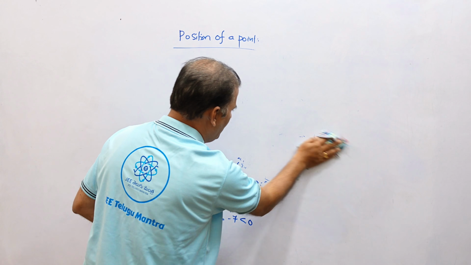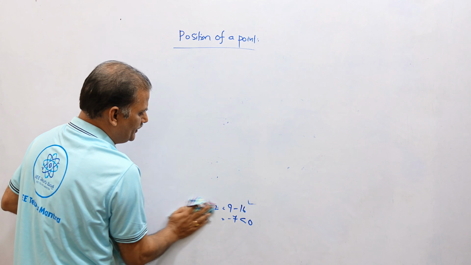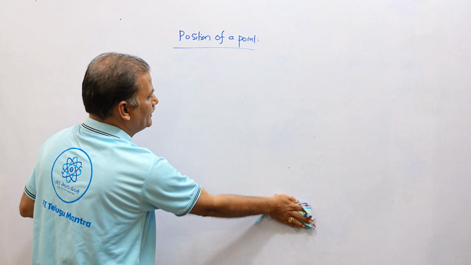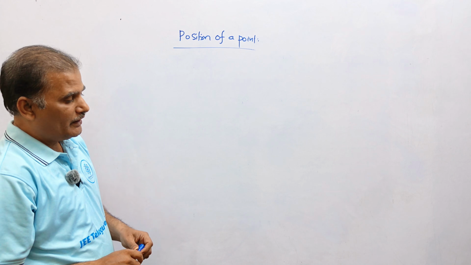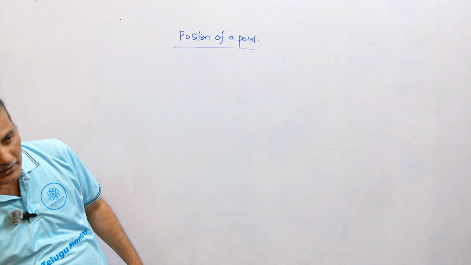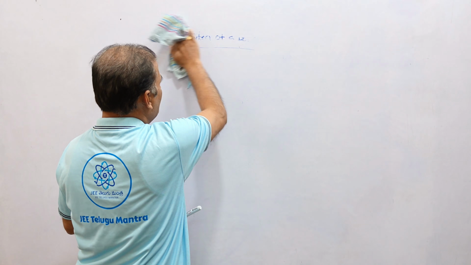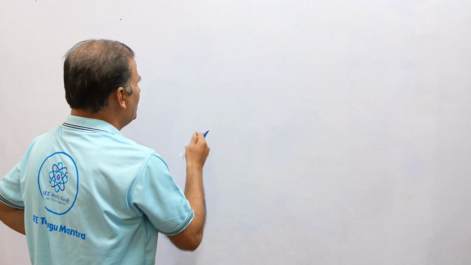Okay, now the position of the point is over, and the next is the position of the line. Position of the line. Line, in the sense, means y is equal to mx plus c. Very, very important.